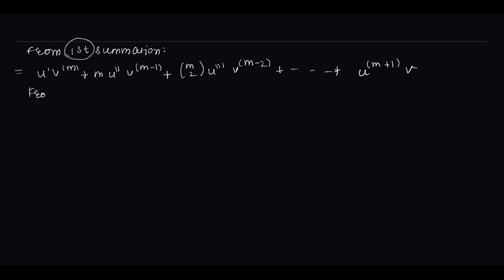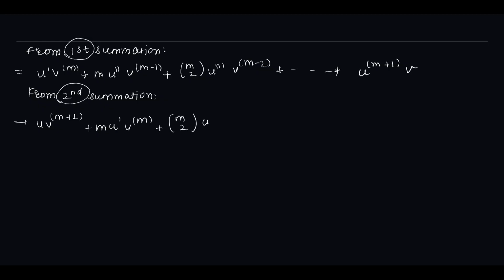Now similarly, from the second summation, u v^(m+1), m times u prime v^m plus m choose 2 u double prime v^(m-1) plus m choose 3 u triple prime v^(m-2), so on till u^m v prime.